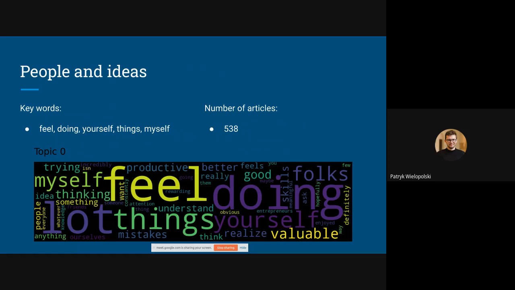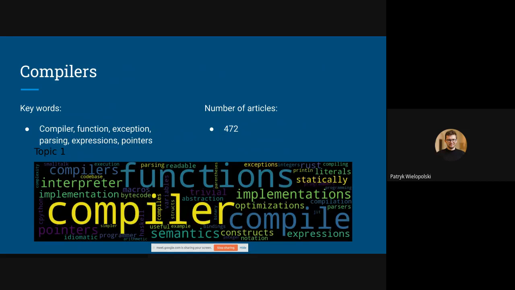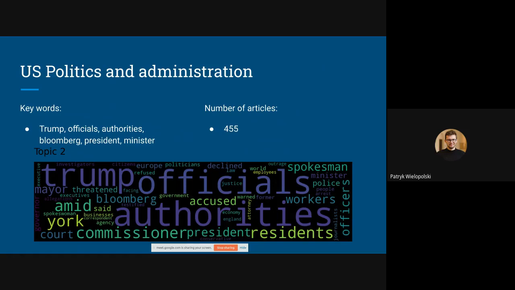Okay, let's move on to the next one. The second topic we called compiler. We see words like compiler, compile, optimization, implementation, functions, interpreter, which can be connected to the compilers topic in general. The next one is US politics and administration. We can see Trump, officials, authorities, everything very connected to United States politics.